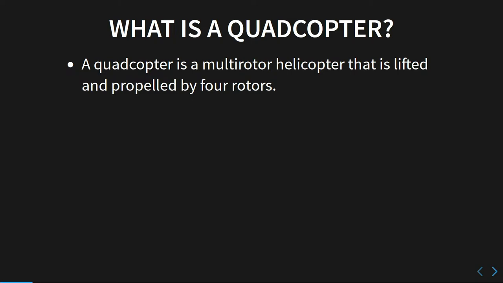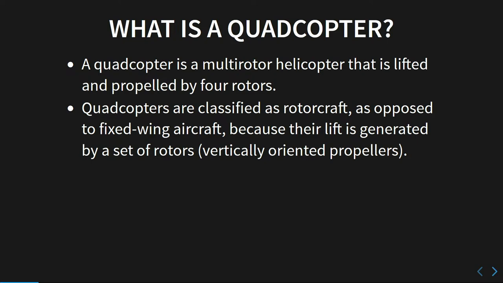You know, the distance from the center of mass, how much the speed of the motors and how quickly they rotate. It also matters the geometry of the propellers. So all of that is basically mounted onto the rotors. So understanding the configuration is important when you're modeling a quadcopter. It's also classified as a rotorcraft because you need propellers. It's not a fixed wing aircraft, and the reason is because the lift is generated by a set of rotors.